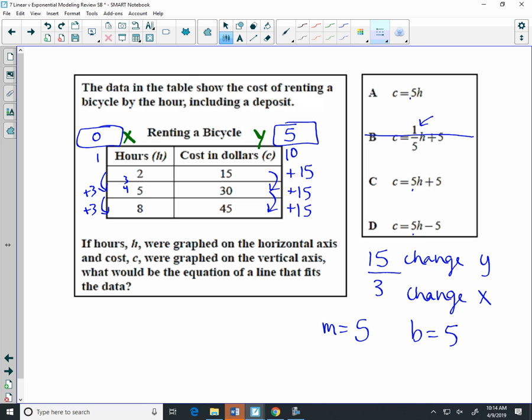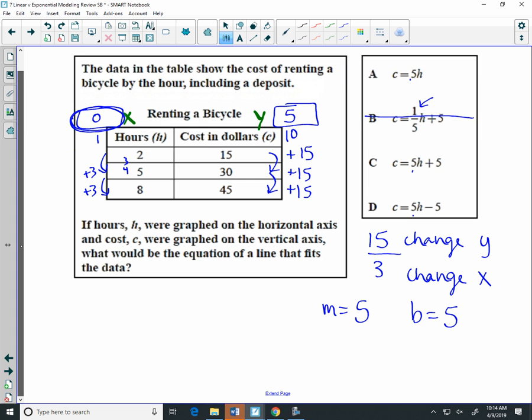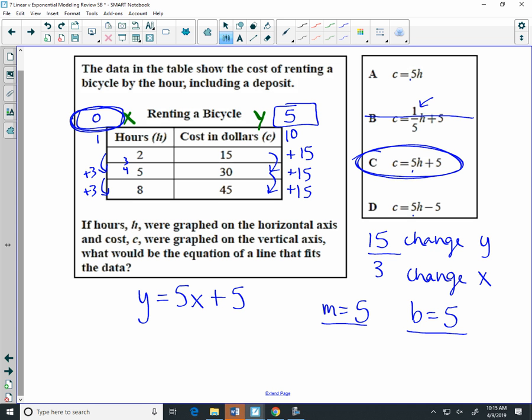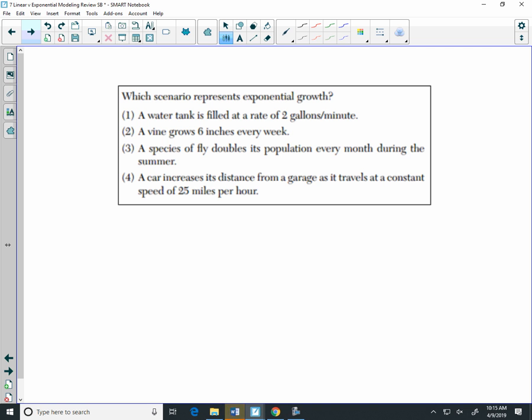My V is positive 5. You have to go back to where your X value is 0, not just the first number in the column. And that's the trickiest part about these problems. So now I know my slope is 5 and my starting value is 5. Y is equal to 5x plus 5. I know I'm using different letters over here, but I found my model. Okay, I feel like that was probably one of the trickier ones.